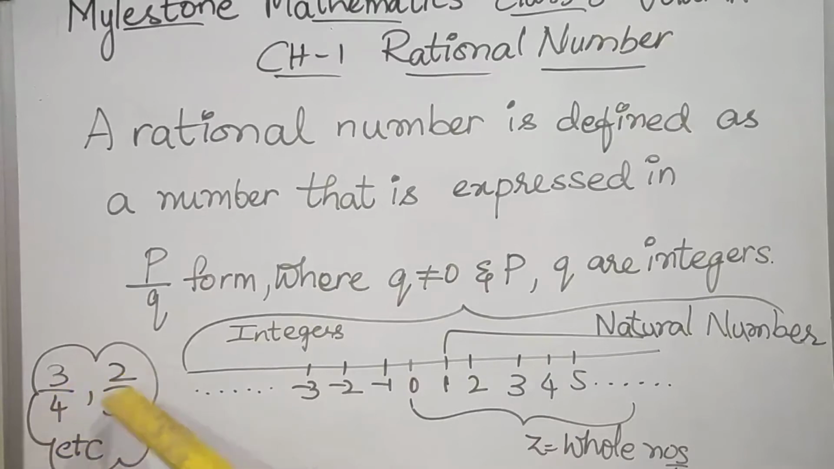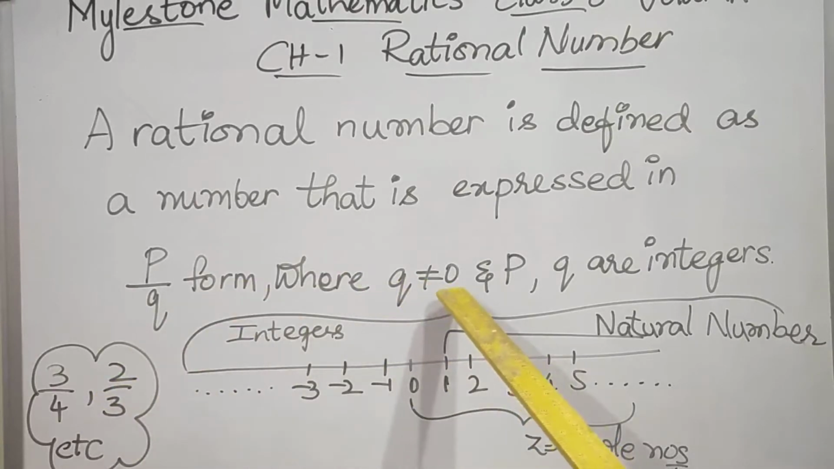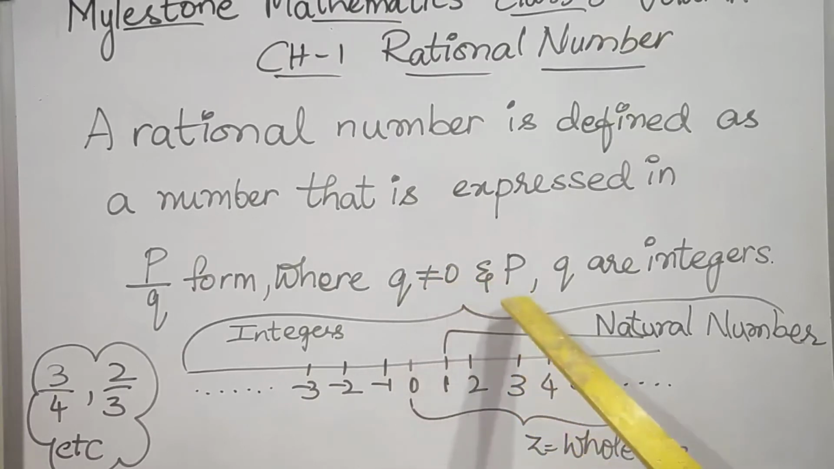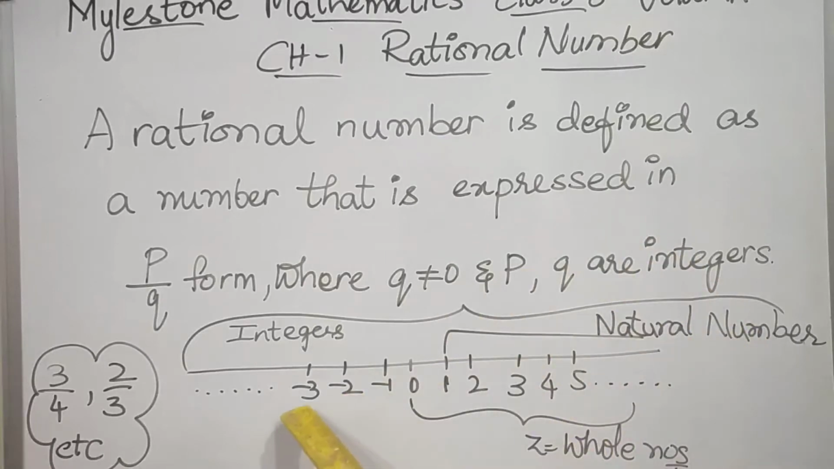See, 3 by 4 or 2 by 3 are in p by q form. Here q is not equal to 0. If 2 by 0 is there, it doesn't have a value, so it is not a p by q form. It is not a rational number. So the condition here is q is not equal to 0, and p and q are integers. They can be a minus value or a positive value, but it has to be in this p by q form only.